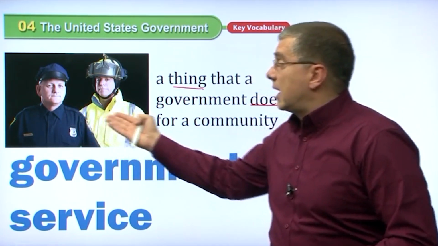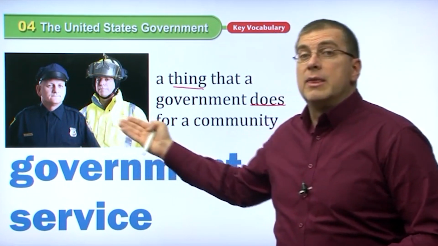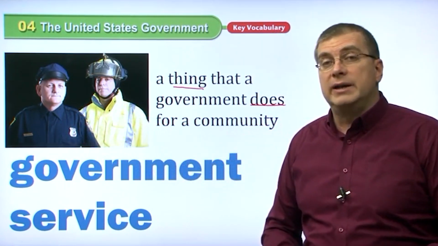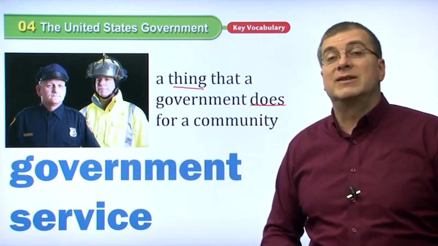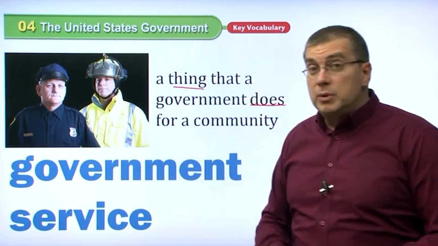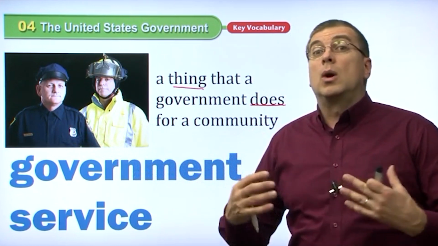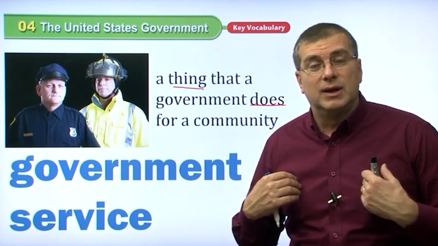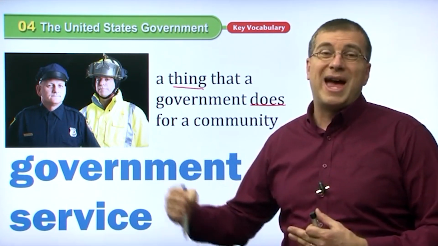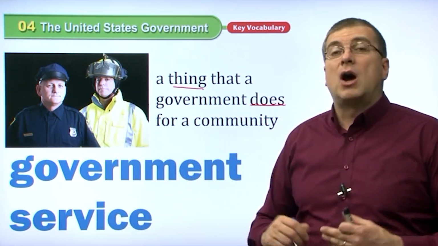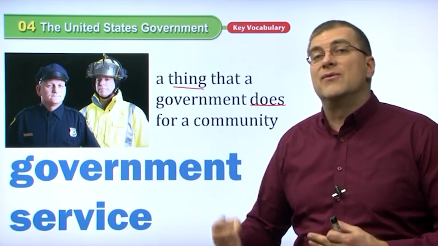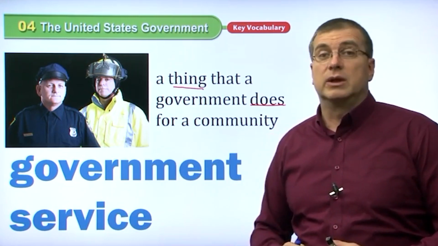Here are two examples of work that a government provides for a community. First of all, we can see a police officer. What does a police officer do? They work to keep us safe, to protect us from bad people. Obviously, police officers are very important. They offer a valuable service to the community.